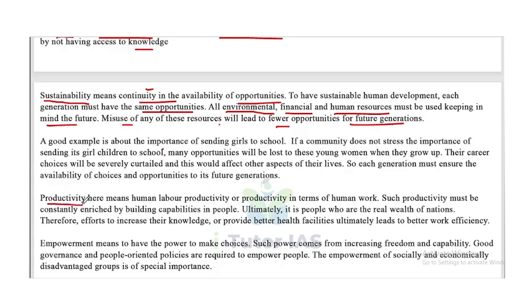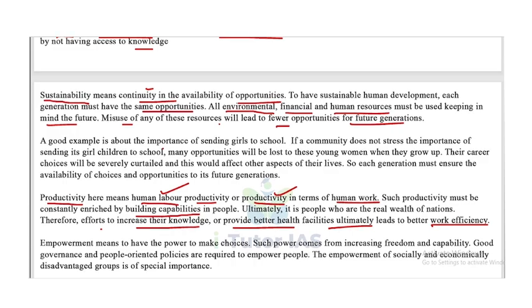Now, the third one, productivity. Productivity here means human labor productivity, or productivity in terms of human work. Such productivity must be constantly enriched by building capabilities in people. Ultimately, it is people who are the real wealth of nations. Therefore, efforts to increase their knowledge or provide better health facilities ultimately lead to better work efficiency. So that is called productivity.